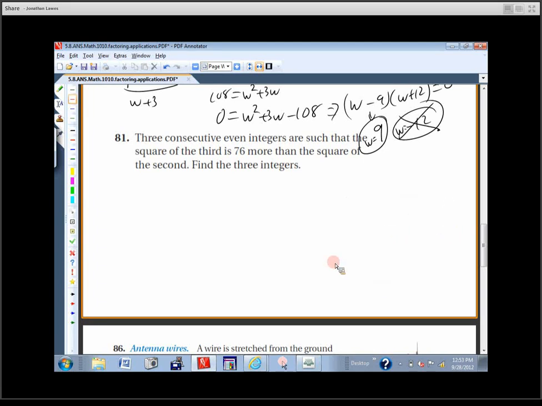Okay? All right. Let's talk about number 81. I'm sure you've seen these before, but for some reason these give people trouble. Okay? 3 consecutive even integers are such that the square of the third is 76 more than the square of the second.